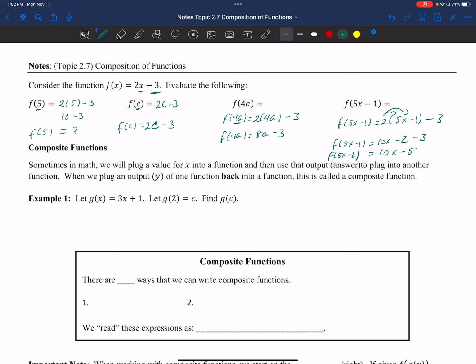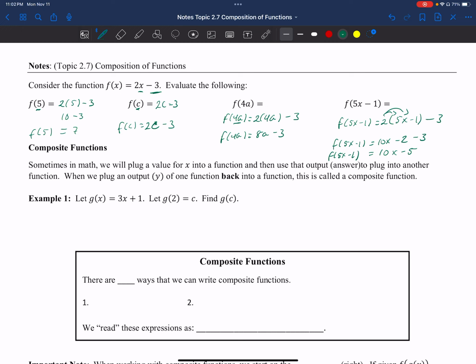Okay, sometimes in math, we will plug in a value of x into a function and then use that output, or answer, to plug into another function. Or it can be the same one. When we plug in the output y of the function back into the function, it is called a composite function, also known as a composition of functions, because you're combining two different functions into one.